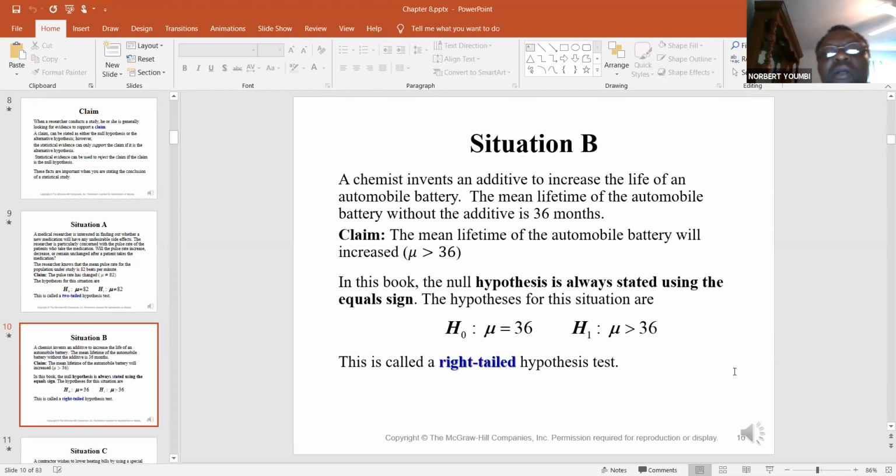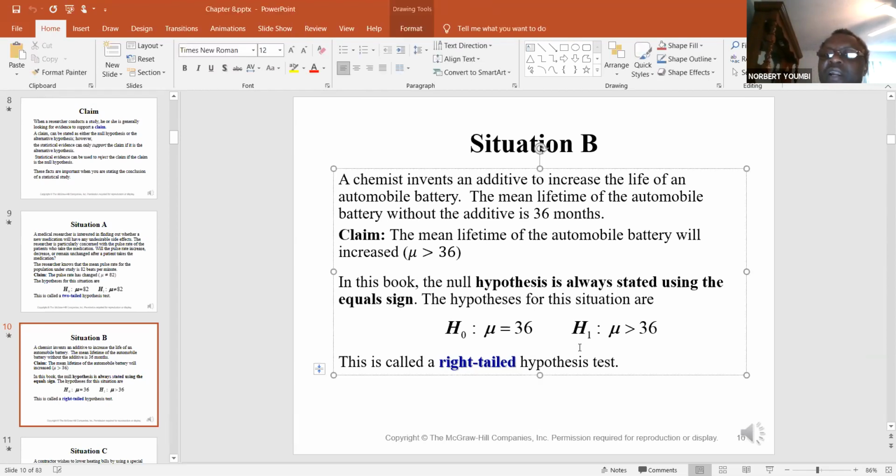In situation 2, a chemist invents an additive to increase the life of an automobile battery. The mean lifetime of the automobile battery without the additive is 36 months. The claim now will be that the mean lifetime of the automobile battery will increase. Because increased means strictly greater than, it will be the alternative hypothesis again. And this is a right-tail test. We decide whether it's right or left based on H1. So when it is greater than, it's a right-tail test.